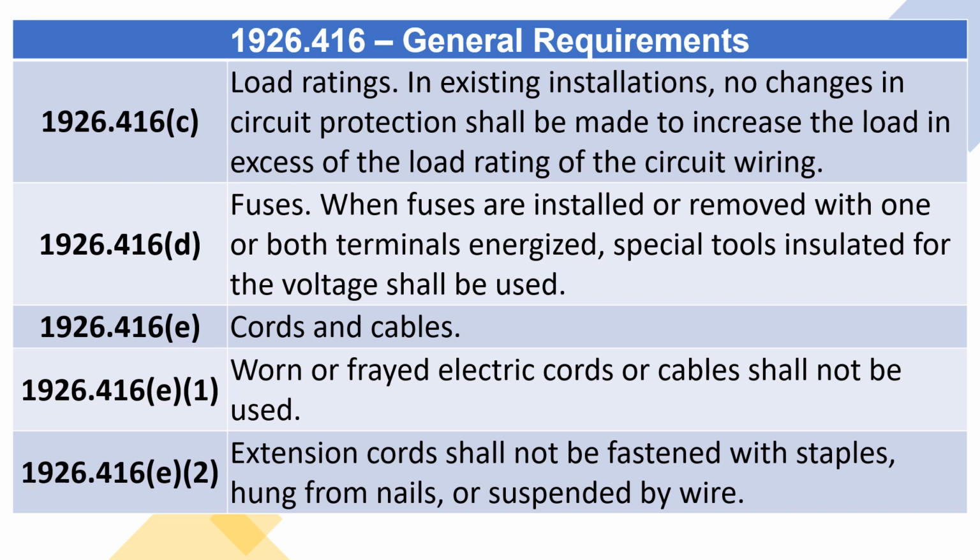1926.416(e) Cords and cables. 1926.416(e)(1): Worn or frayed electric cords or cables shall not be used. 1926.416(e)(2): Extension cords shall not be fastened with staples, hung from nails, or suspended by wire.